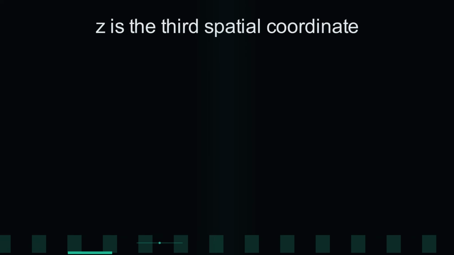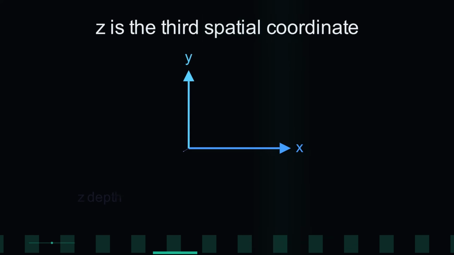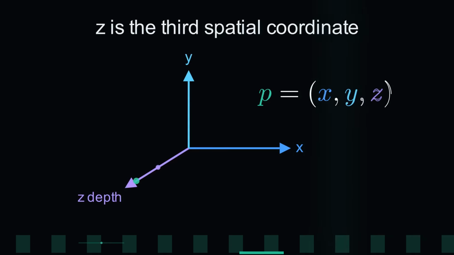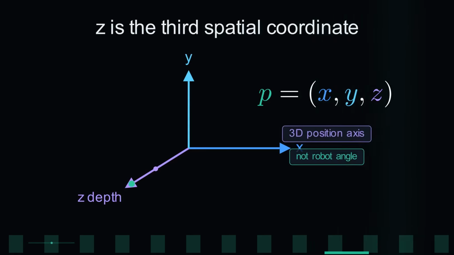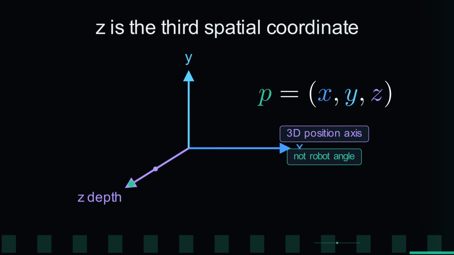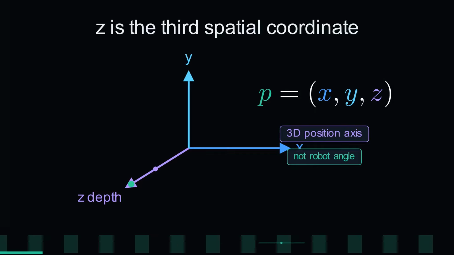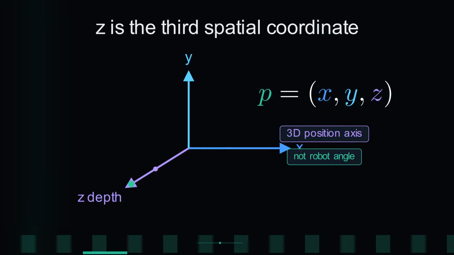Z, or depth, is still another axis in the chosen frame. In a camera view, depth tells how far the point lies from the image plane. Three readings locate the point in space rather than as flat pixels.